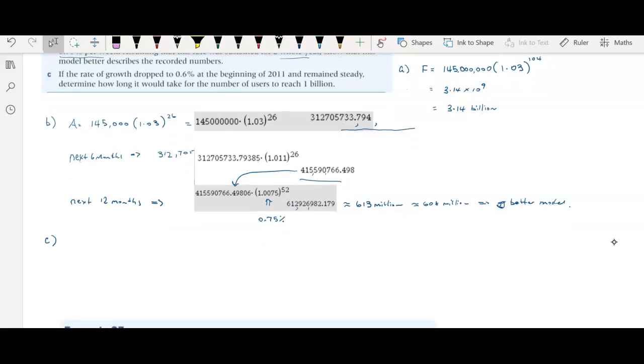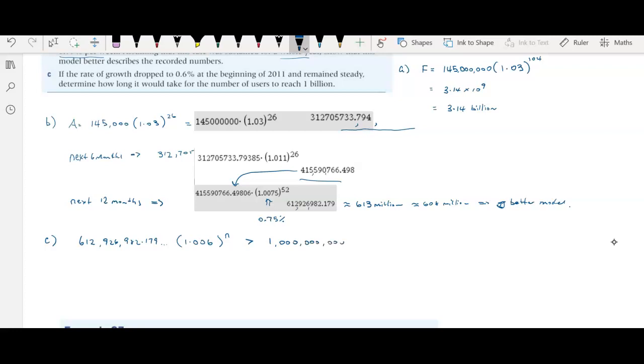So we're going to take this amount here, 612,982.179, and so on. We're going to multiply by 1.006, because that's 0.6%, and that is going to be raised to the power of n. I'm not sure what that is, but we want to get to greater than 1 billion.